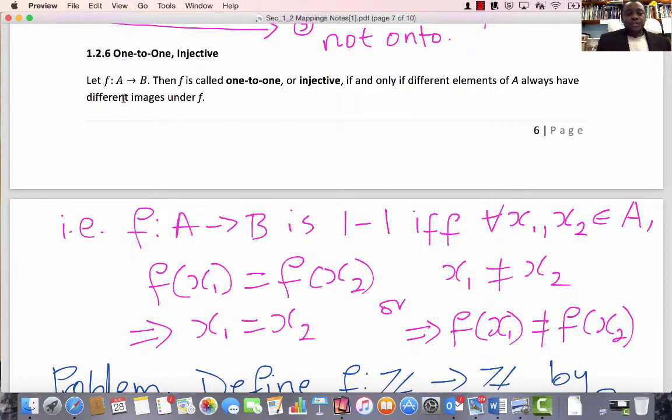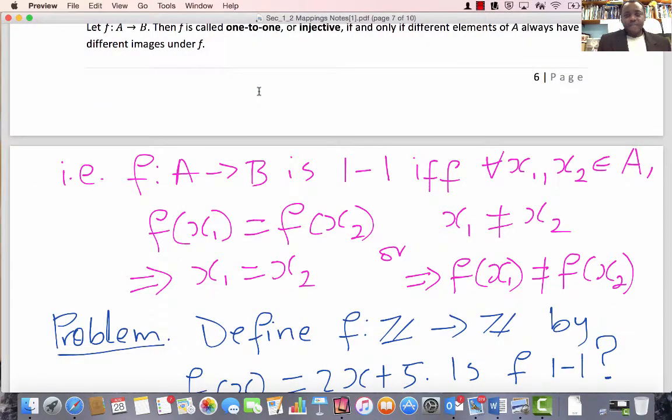Let f be a function from A to B, A and B non-empty. Then f is said to be one-to-one or injective if and only if different elements of A always have different images under f. Now let's break that down very quickly so we can understand it even better.